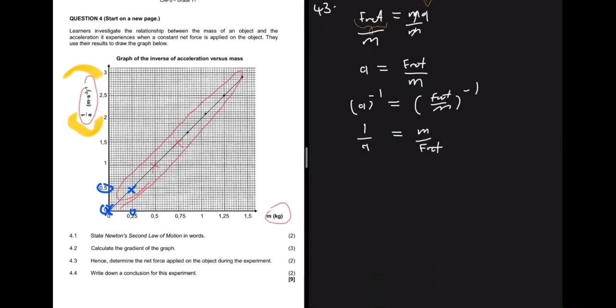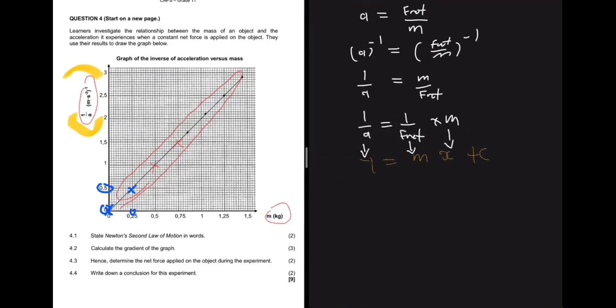So we can also write this as 1 divided by a equals to 1 divided by f net multiplied by m. We know fully well that in math, this can be y equals to mx plus c. Clearly, our y is 1 divided by a, our gradient is 1 divided by f net, and our x is the mass, and then we don't have a c, right? Our c is 0. So we're gonna say the gradient is equals to 1 divided by f net.